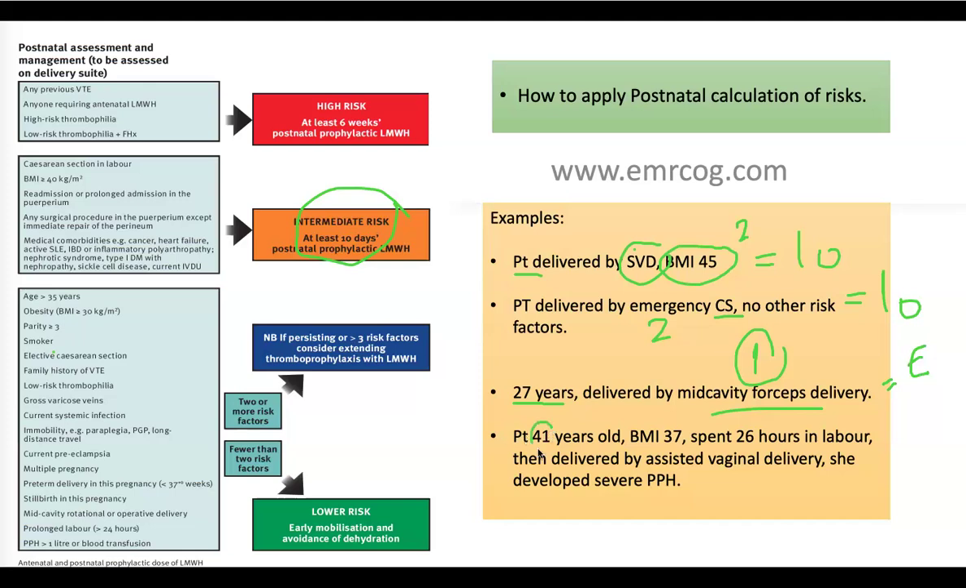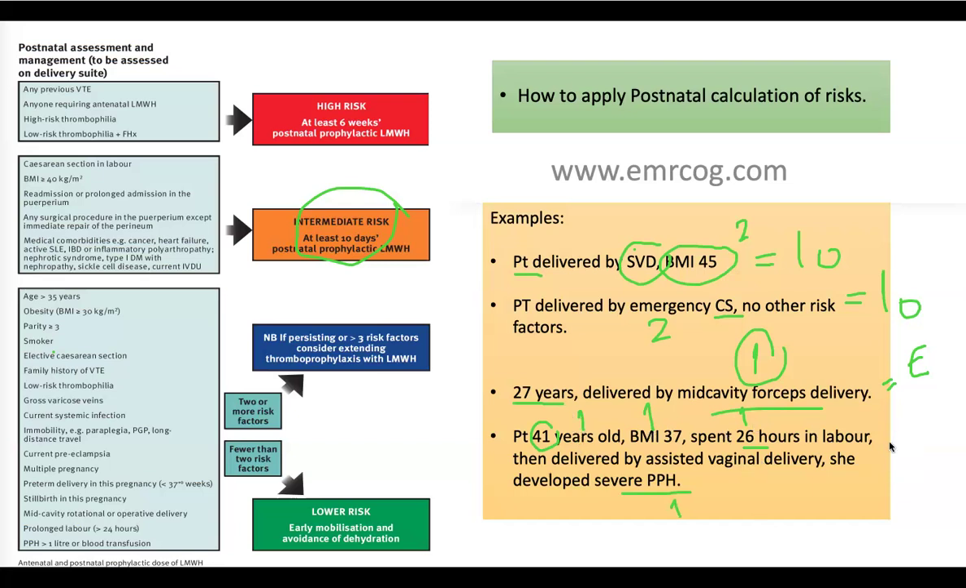Patient 41 years. So this is age. Age is 1 score. BMI 37. So we learned that BMI, if 30 or more, this is 1. She spent 26 hours in labor. Okay, so prolonged labor is a score 1. She then delivered by assisted vaginal delivery. She developed a severe postpartum hemorrhage. Severe postpartum hemorrhage is 1. So please calculate the risk here. You will find that's 1, 1, 1.